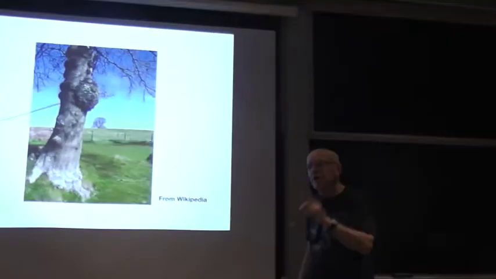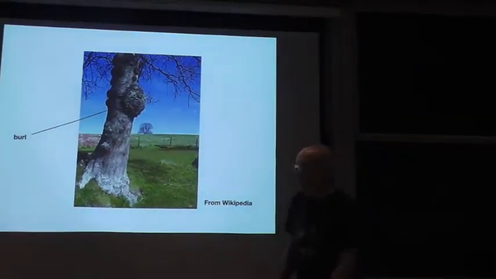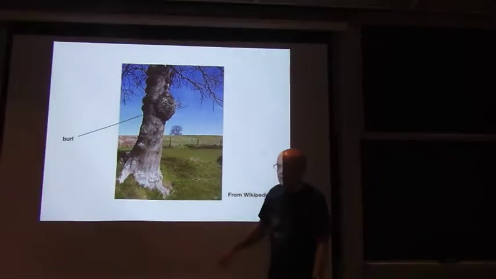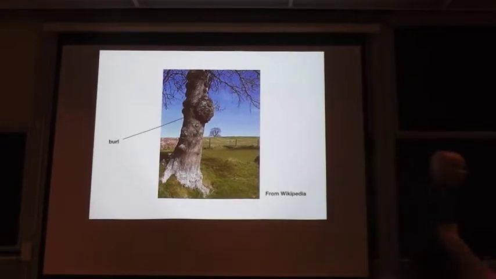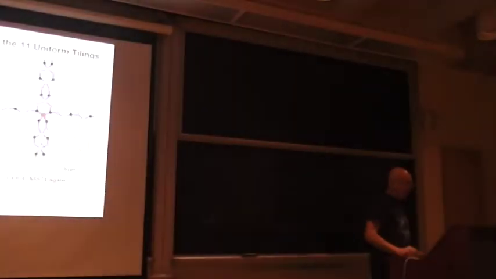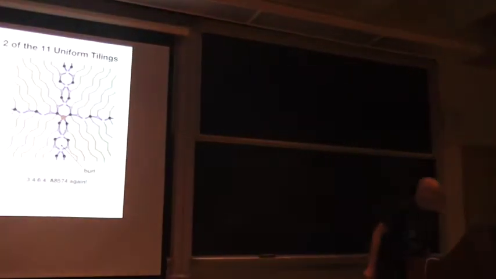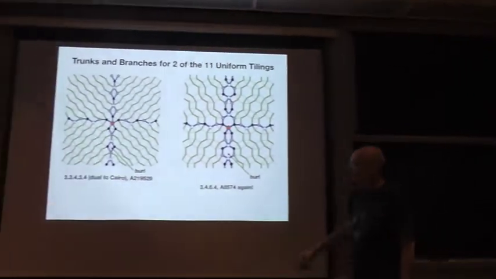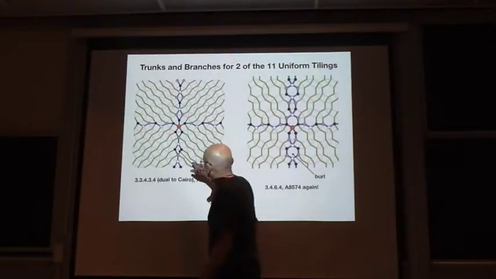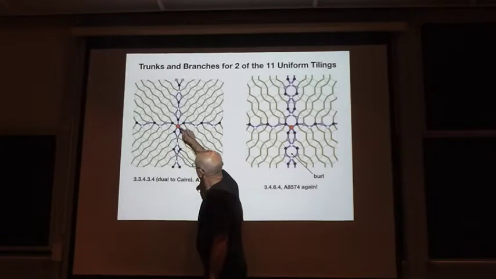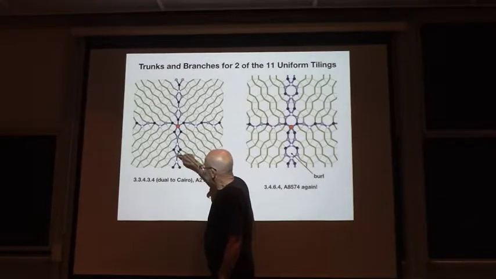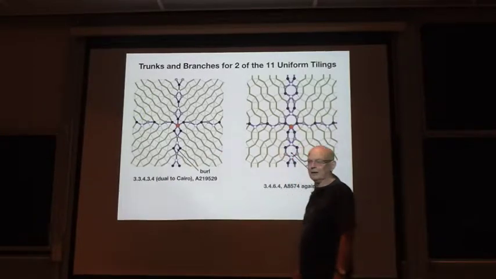And sometimes for the more complicated ones, we had to use a third concept from tree growing called a burl. The burl of a tree is a lump that sticks out like that. So, for example, in order to handle the 3.3.4.3.4, the dual to the Cairo tiling, we have 4 trunks, but 2 of the trunks have burls in them.